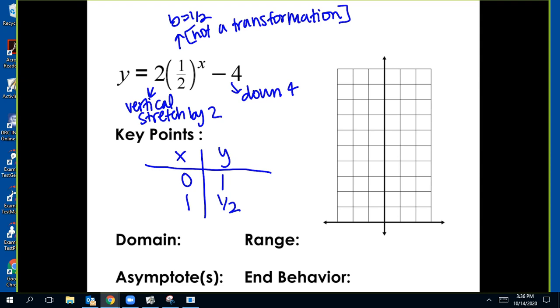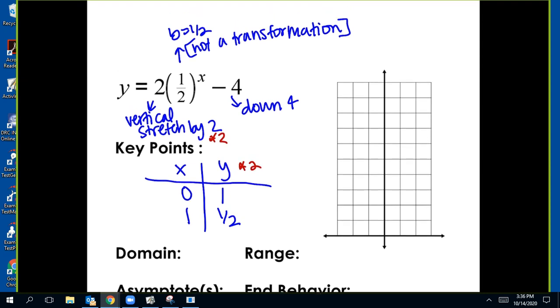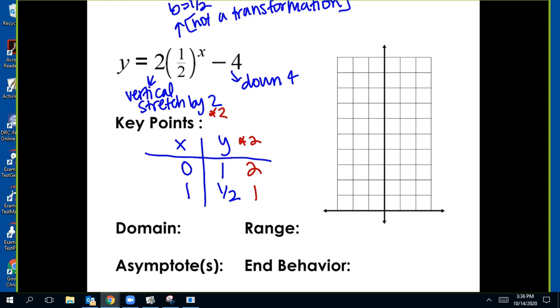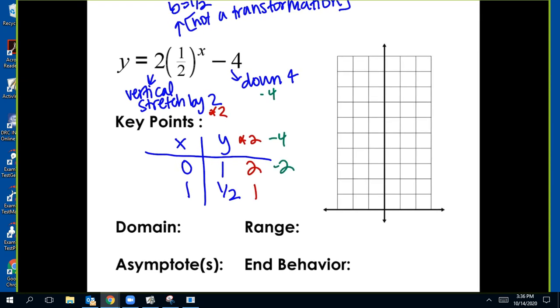A vertical stretch by 2 happens to the y value. And so that means I'm going to multiply by 2. So what we do is we multiply all the y's by 2. And then down 4 also happens to the y values. It means I'll subtract 4 from all the y values. And so I do that next. 2 minus 4 is -2. 1 minus 4 is -3.